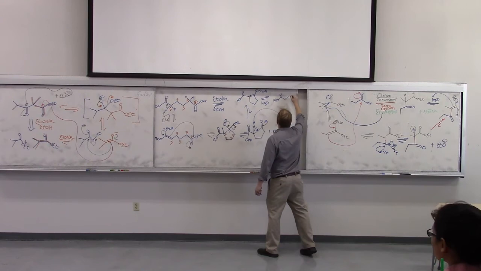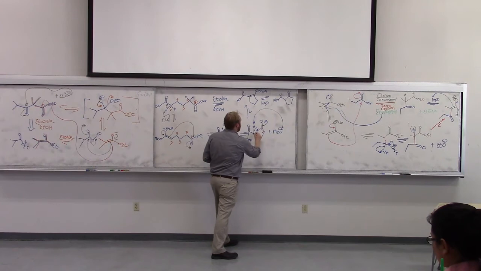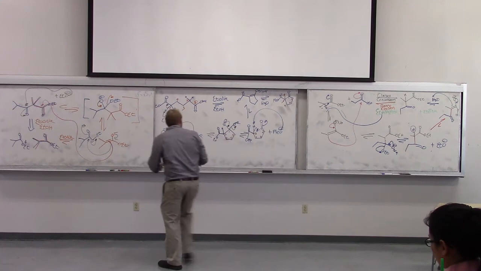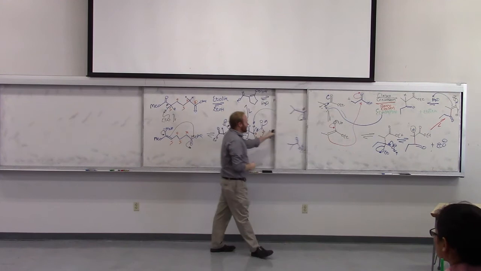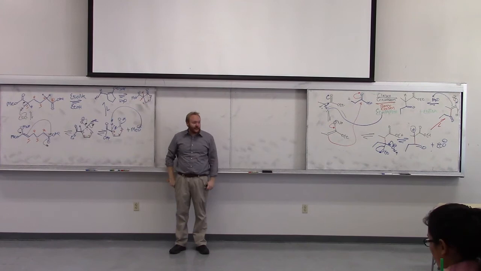And let me continue the numbering of the carbons just to be clear. 1, 2, 3, 4, 5. So again, the key thing to the Claisen condensation under thermodynamic conditions is that you can form a hydrogen that's really acidic and you can deprotonate it and drive the reaction via that.